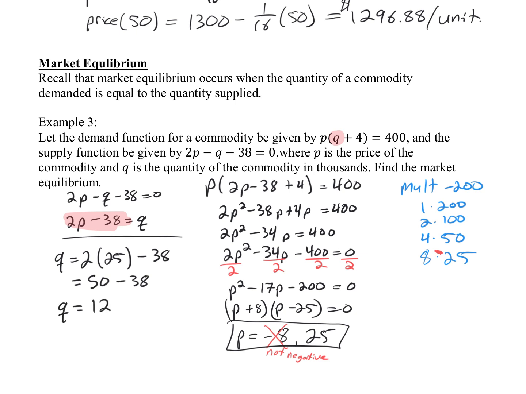Now, in the context of the problem, Q is a quantity in thousands. Because they wrote it out in words, I am also going to write it out in words. So Q is equal to 12,000. But this is our market equilibrium. We have a price and a quantity together. All right, that finishes up this section of notes.